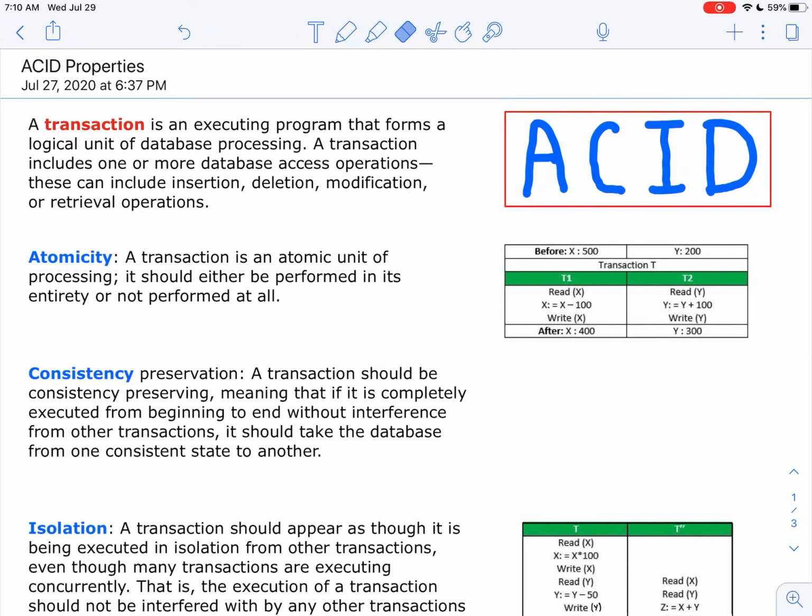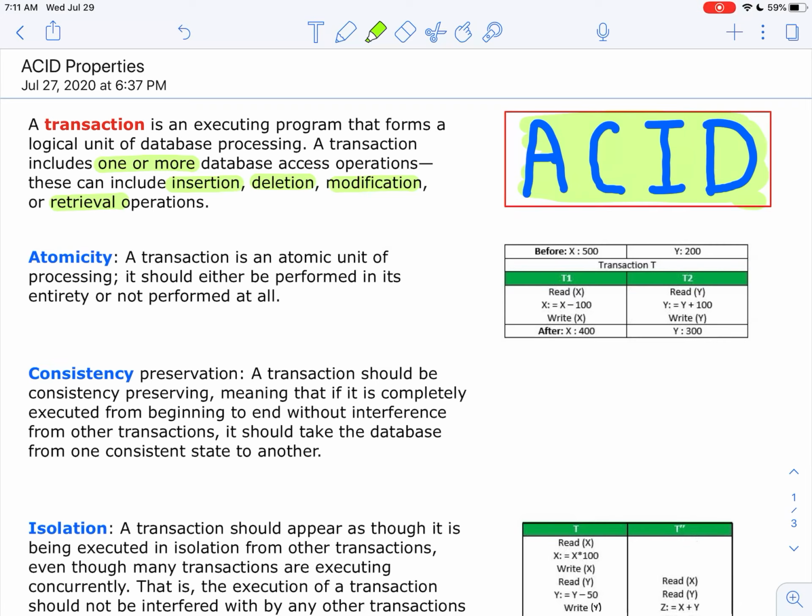In this lecture, we'll briefly take a look at what ACID properties are in a database management system. But before we can do that, let us first take a look at what transactions are. A transaction is an executing program that performs a logical unit of database processing. A transaction includes one or more database access operations. Key types of operations are, for example, insertion, deletion, modification, and retrieval operations. So a transaction could have a single or multiple of these operations.